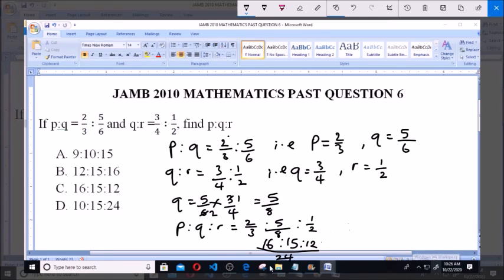Since the denominator is now the same for all, we can say P ratio Q ratio R is equal to 16 ratio 15 ratio 12. Looking at the options, that is option C. So option C, 16 ratio 15 ratio 12, is the correct answer to this question.